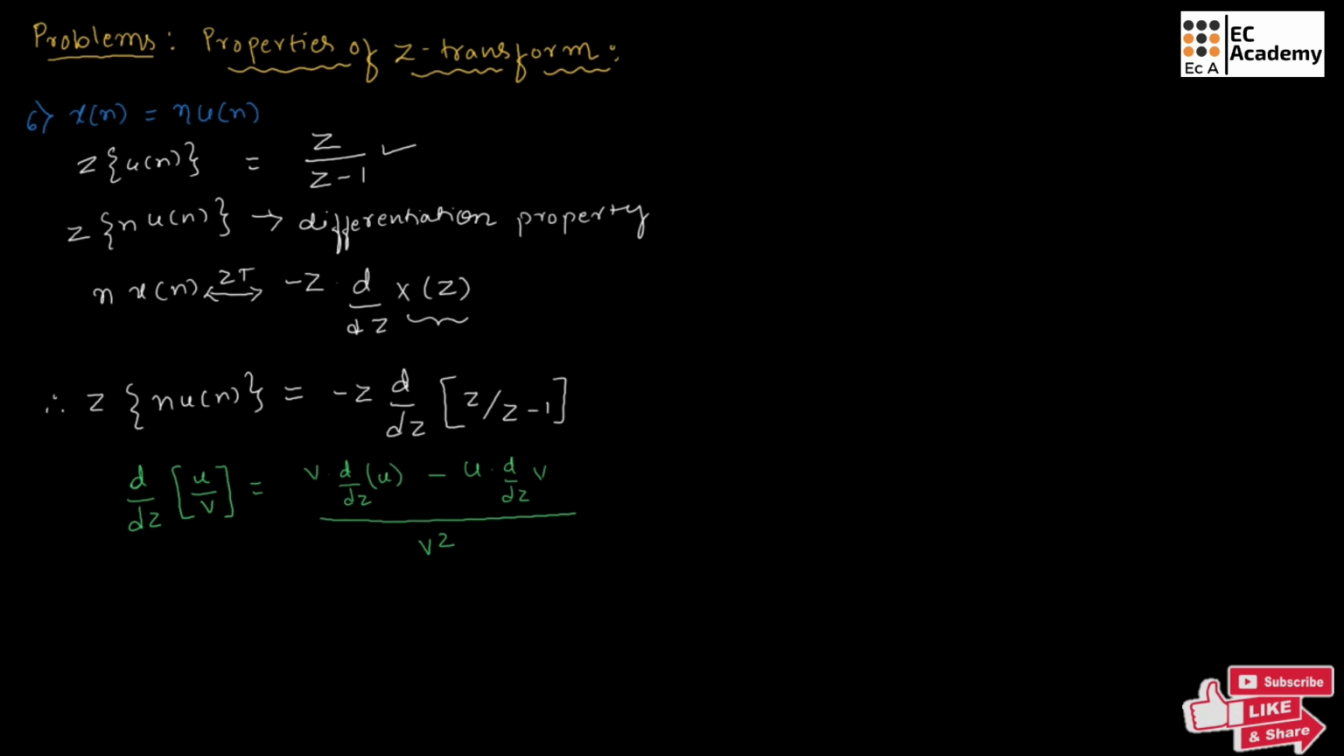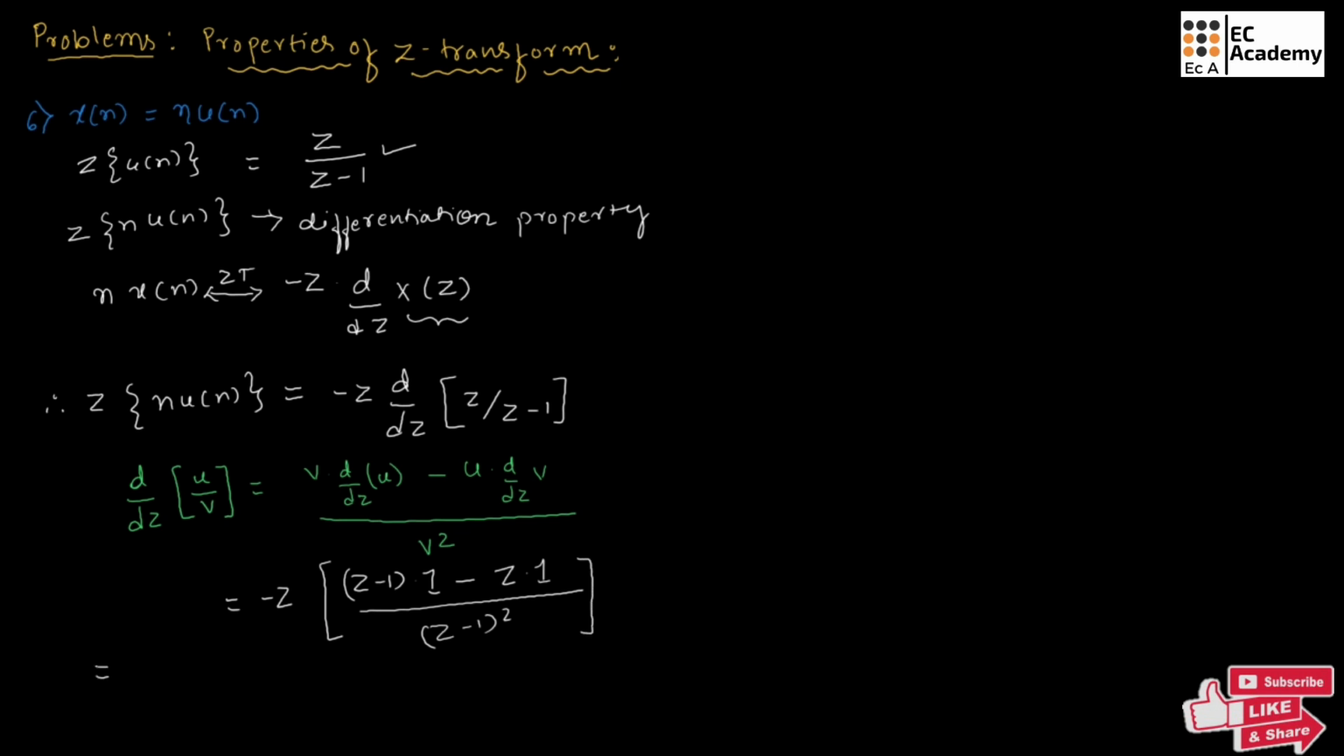We can write it as v into d by dz of u minus u into d by dz of v, divided by v square. In that case, we can write the above equation as minus z into v is z minus 1, d by dz of u is, if we differentiate z, we will get 1, minus u is z, d by dz of v, we can write it as 1, divided by v square is z minus 1 whole square.